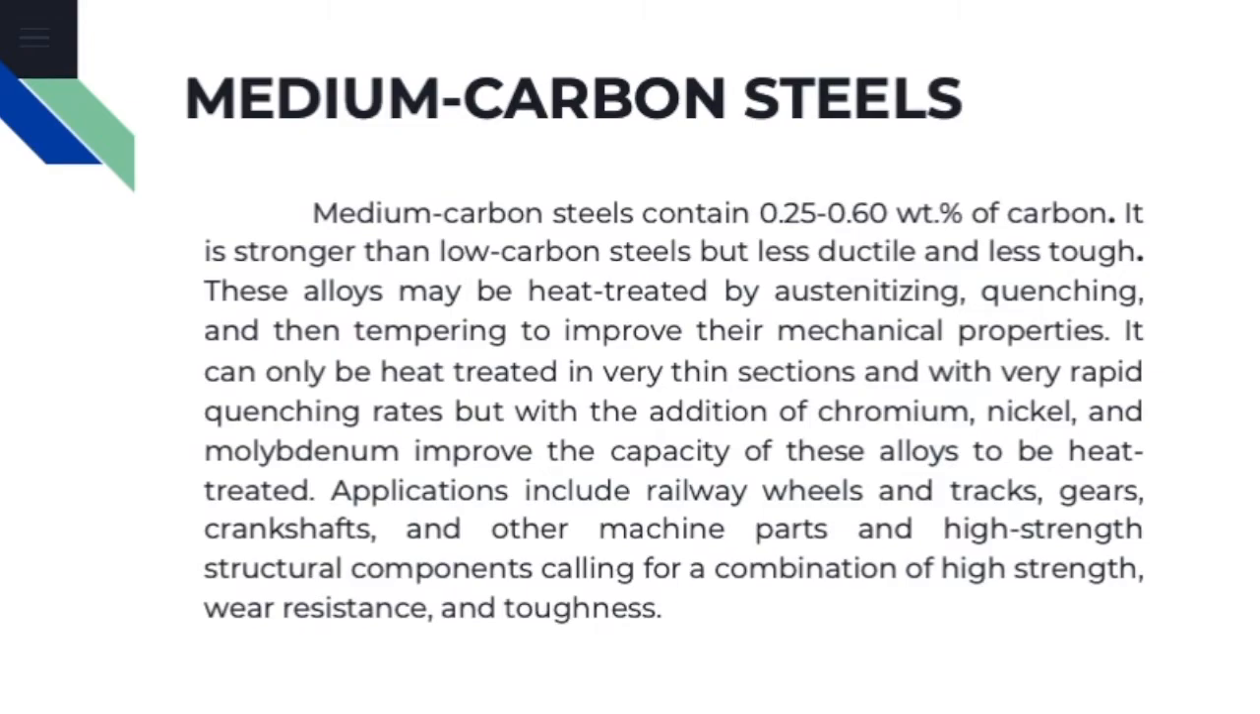Medium carbon steels. Medium carbon steel has a carbon content of 0.25 to 0.60 weighted percentage and a manganese content of 0.60 to 1.65 weighted percentage. It is stronger than low carbon steels but less ductile and less tough. The mechanical properties of this steel are improved via heat treatment involving austenitizing, followed by quenching and tempering, giving them a martensitic microstructure. Heat treatment can only be performed on very thin sections. However, additional alloying elements such as chromium, molybdenum, and nickel can be added to improve the steel's ability to be heat treated and thus hardened.